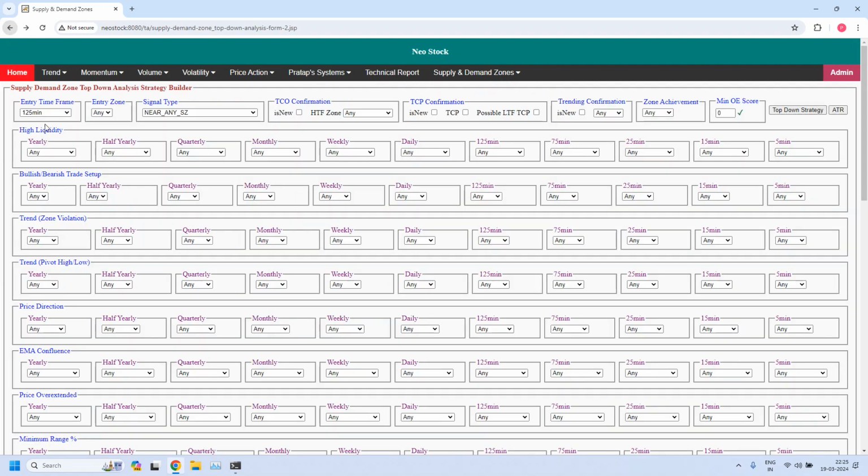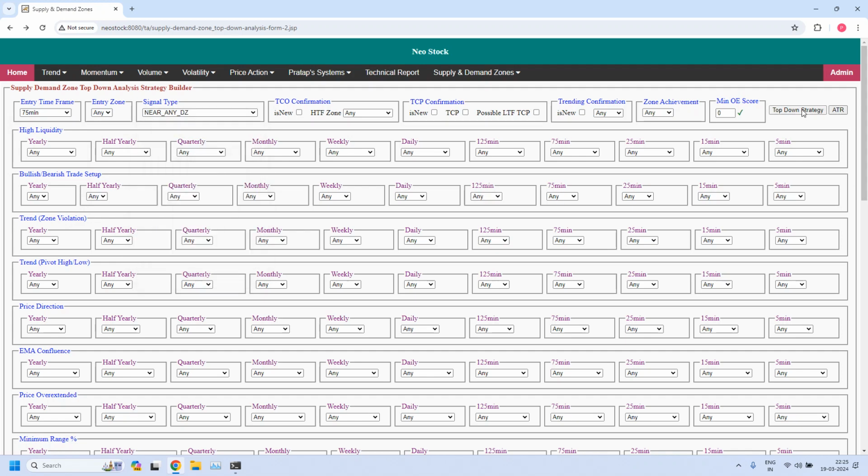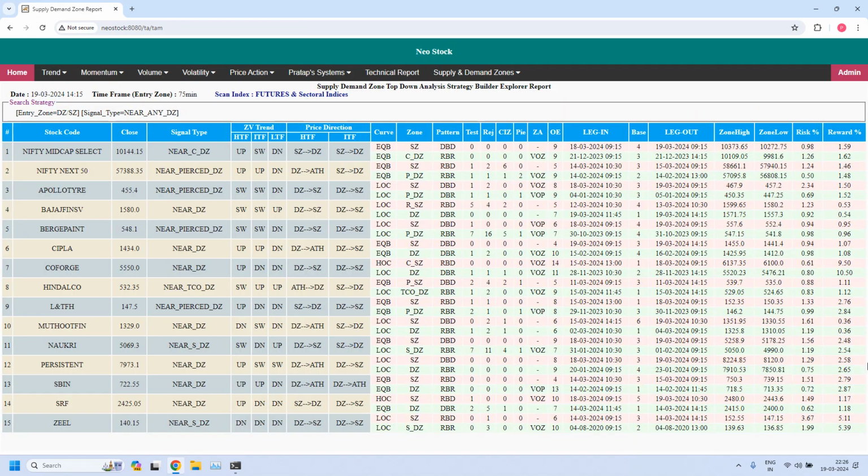So I'm going back, changing the time frame to 75 minutes. Entry time frame is 75 minutes. Let us find the stocks near 75 minutes demand zone. So these 15 stocks are filtered. Let us identify high liquidity zones from this list. The 75 minutes high liquidity demand zones from this list.